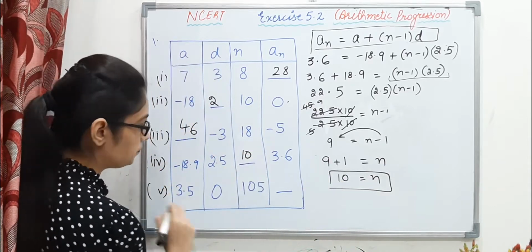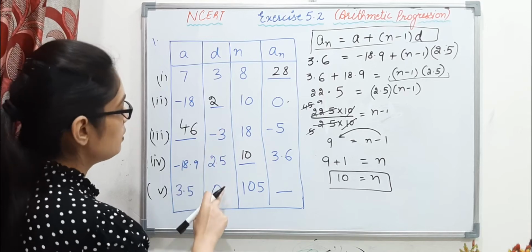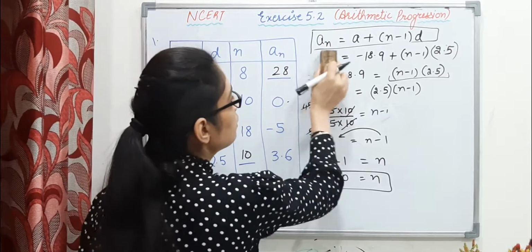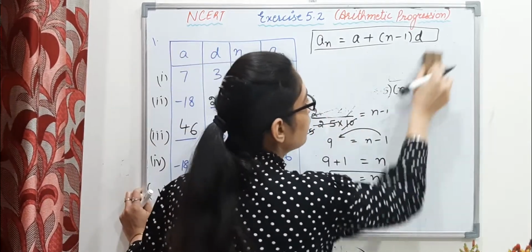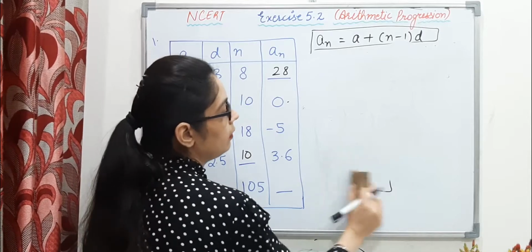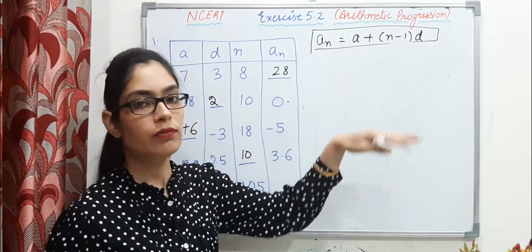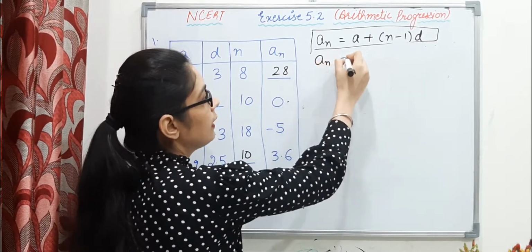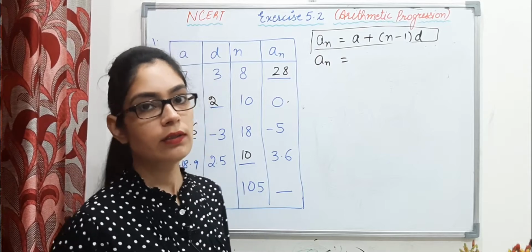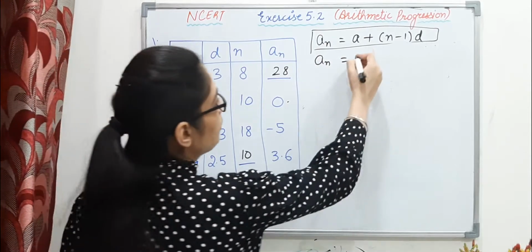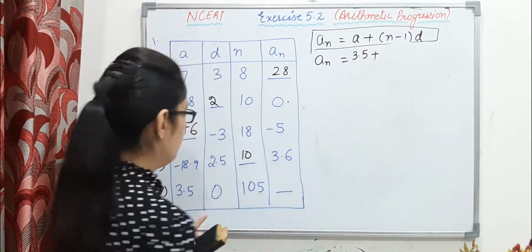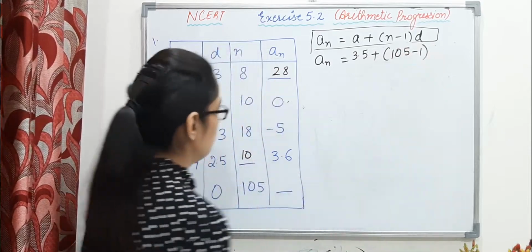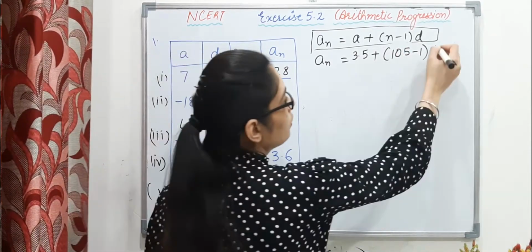Now the fifth part: a is given to us, d is given to us, n is given to us. a n we have to find. So that means in this formula we can directly substitute. See, whenever we have to find a n, there is no need of shifting terms. Directly we can find, because a n is already on one side and all the other terms are already on the other side. So a is equal to 3.5, we can substitute its value. n is equal to 105, so 105 minus 1. d is equal to 0, so into 0.